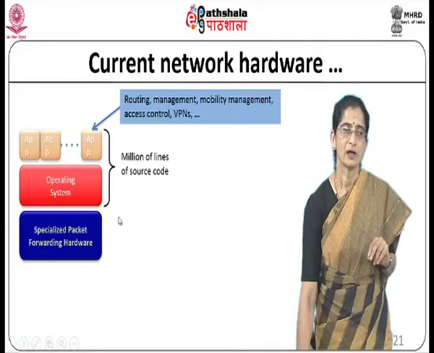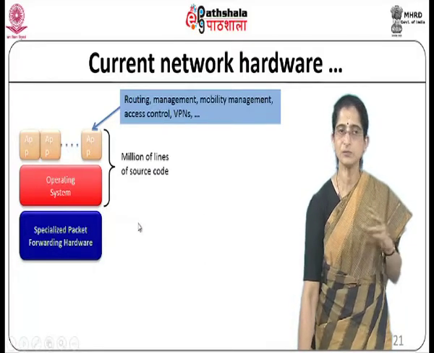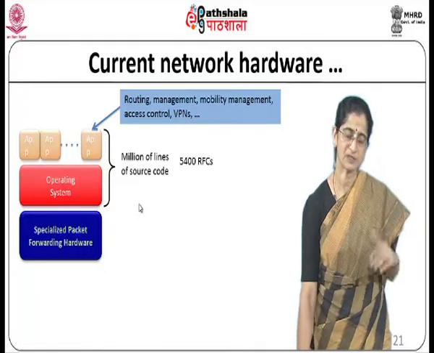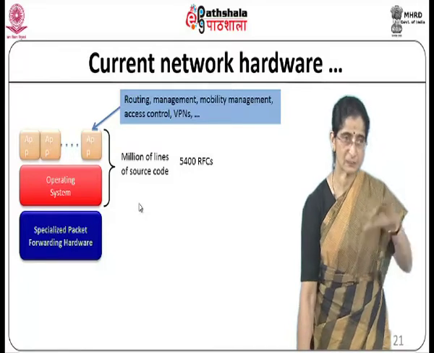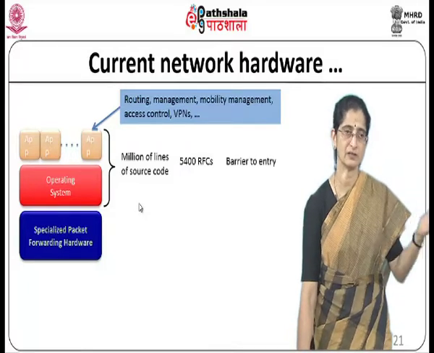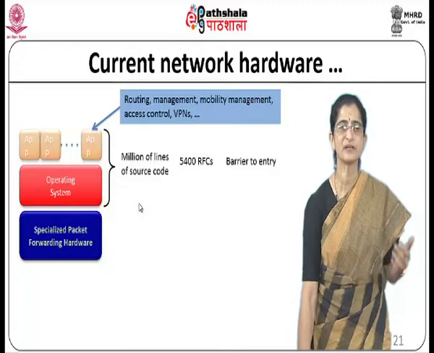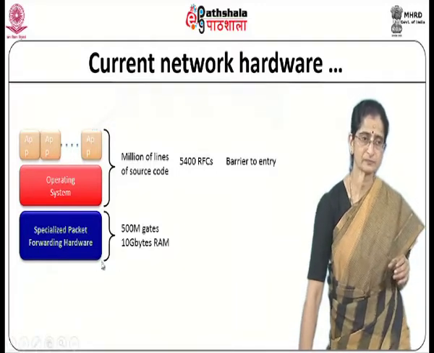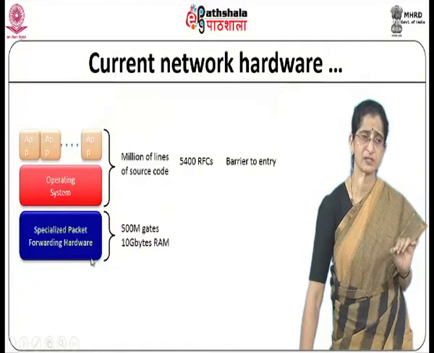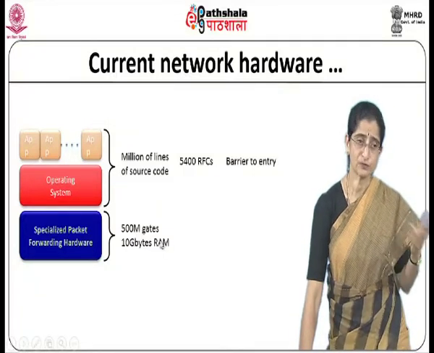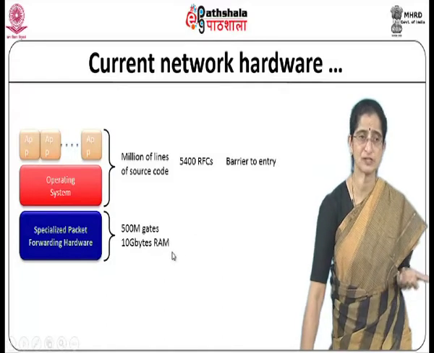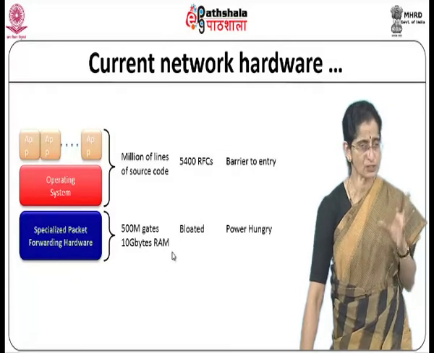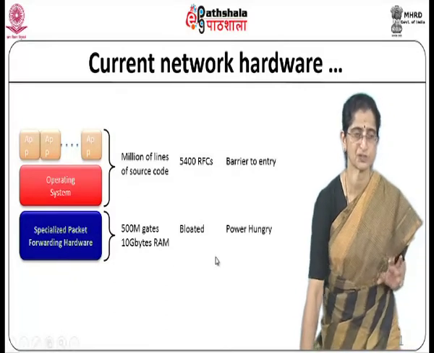This apps plus operating system is normally millions of lines of source code. There are some 5,400 or maybe even 6,000 RFCs which specify the various standards for this. So, it is very difficult for anybody to get into this market and start doing anything there. And the specialized packet processing forwarding hardware is of the order of about 500 million gates, 10 gigabytes of RAM, very RAM intensive. It is bloated and very power hungry. Lots of power consumption happens in these routers and switches.